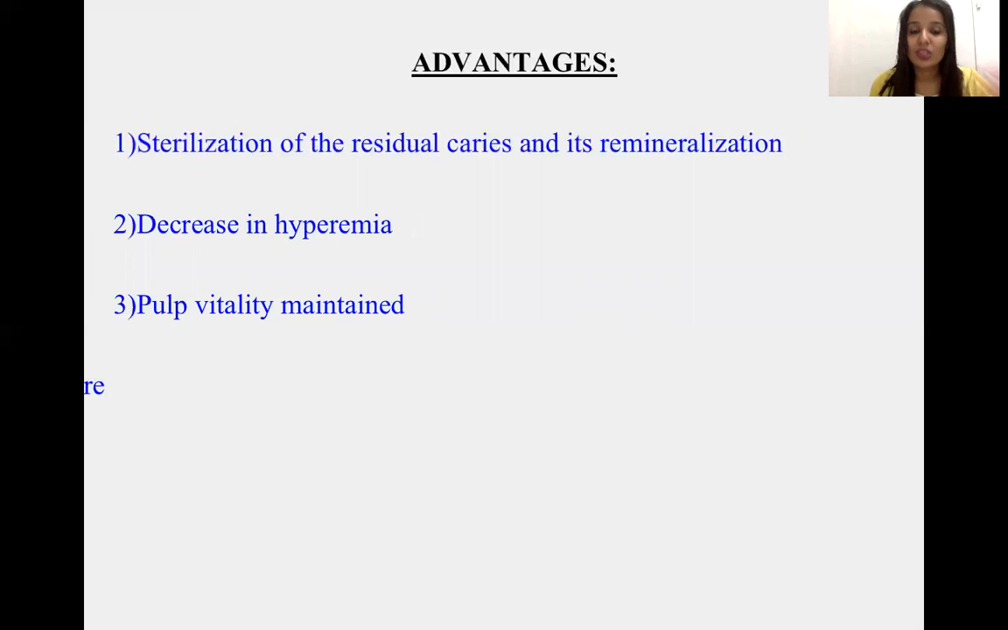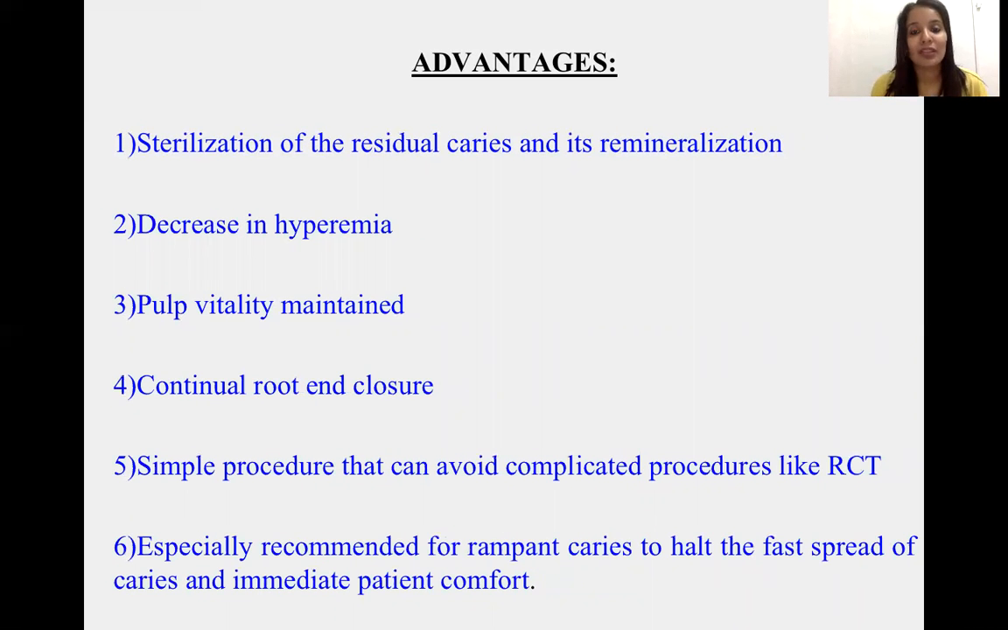Next are the advantages. What is the advantage of doing indirect pulp capping rather than treating the pulp directly? It sterilizes the residual caries and induces its remineralization, decreases hyperemia, maintains pulp vitality, and allows continued root closure. It is a simple procedure whereby we can avoid complicated procedures like RCT. It is especially recommended for rampant caries to halt the fast-spreading caries, and immediate patient comfort can be provided. These are all the advantages of indirect pulp therapy.